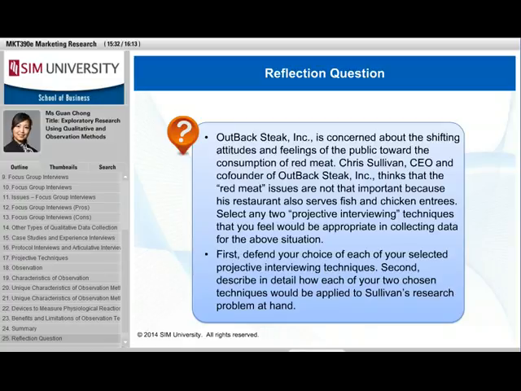Reflection question. Outback Steakhouse is concerned about shifting attitudes and feelings of the public towards the consumption of red meat. The CEO and founder of Outback Steakhouse thinks that the red meat issues are not that important because his restaurant also serves fish and chicken. Select any two projective interviewing techniques that you feel could be appropriate in collecting data for the above situation. First, defend your choice of your selected projective techniques. Second, describe in detail how each of your two chosen techniques could be applied to the research problem at hand.